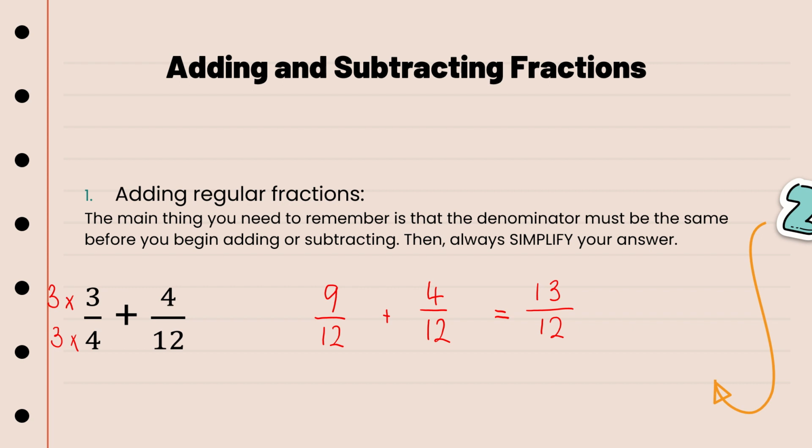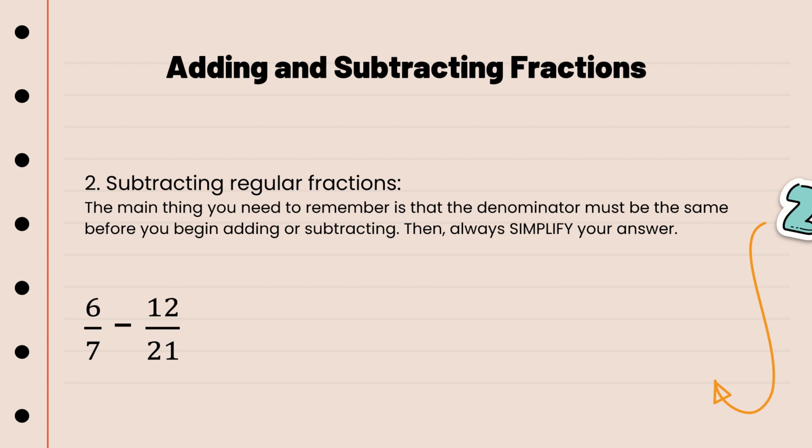Now, this is an improper fraction that we need to change into a mixed numeral because we can't leave our answer like this. Now, I know that 12 goes into 13 once, so I have 1 whole, and then my remainder is 1, which stays over 12. So my final answer is 1 and 1/12.